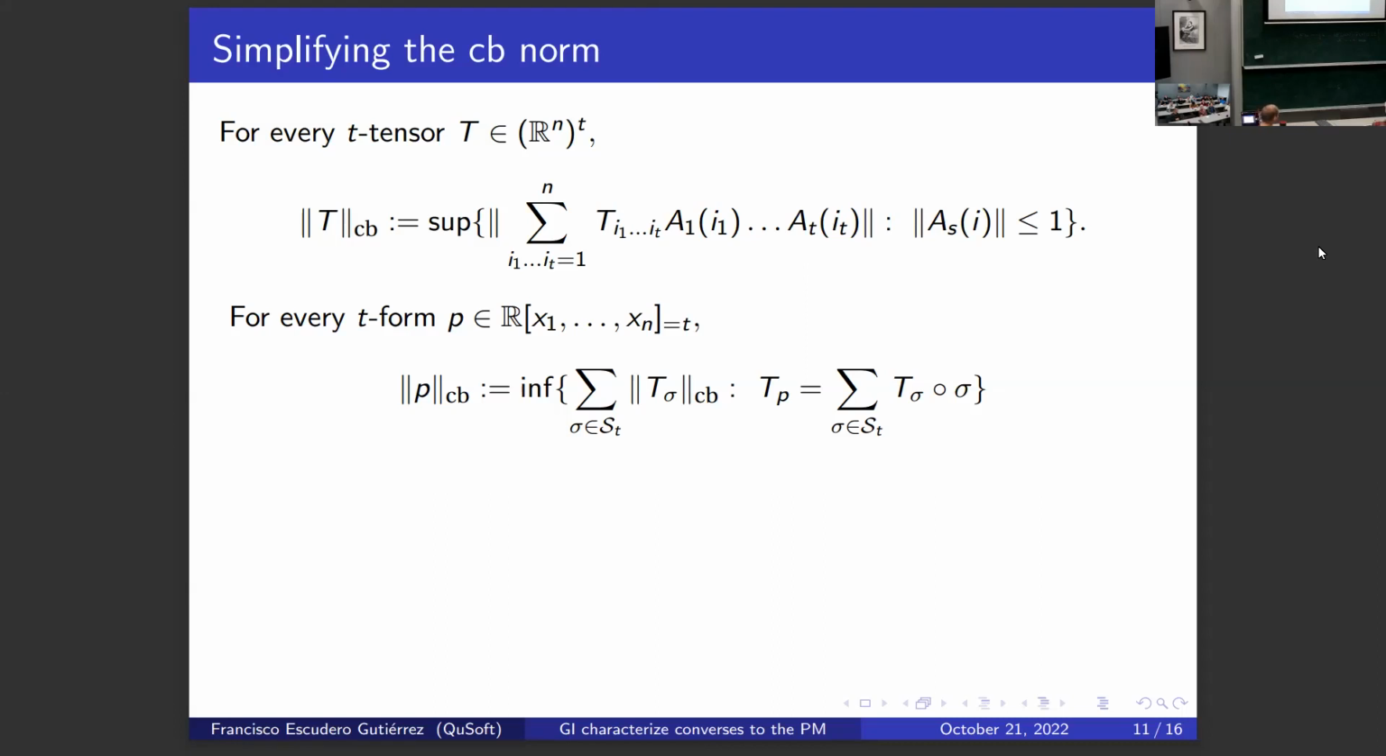The first definition, because you multiply these matrices in a specific order, if you permute the tensor, does the norm change? Yes. Okay. It can change.